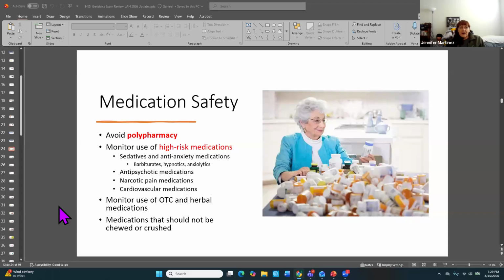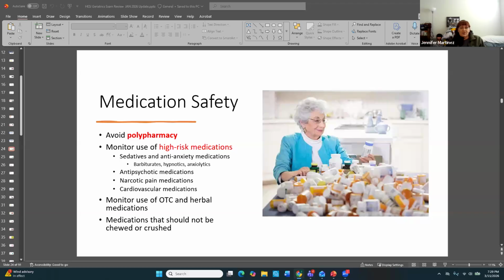So we want to monitor the use of their over-the-counters as well as their herbal medications to try to prevent any interactions. Some of the common herbals like your black cohosh, your ginkgo, your St. John's wort, ginseng. There's a variety of things that they use that can cause significant interactions with prescription medication.